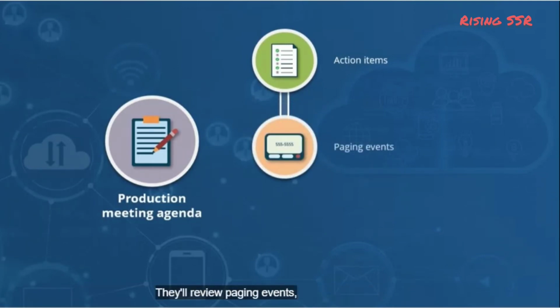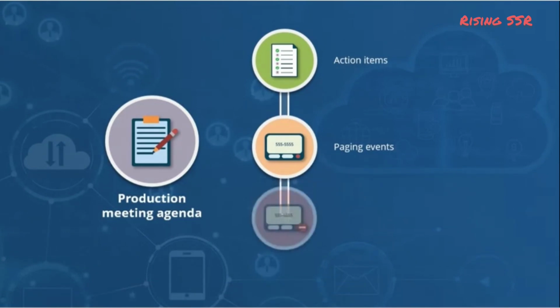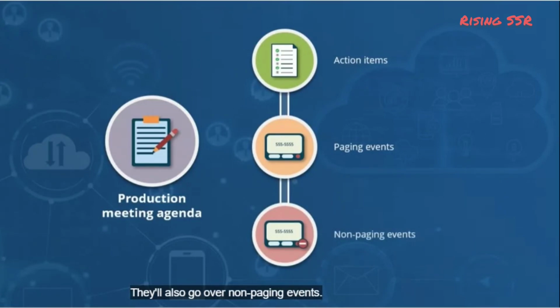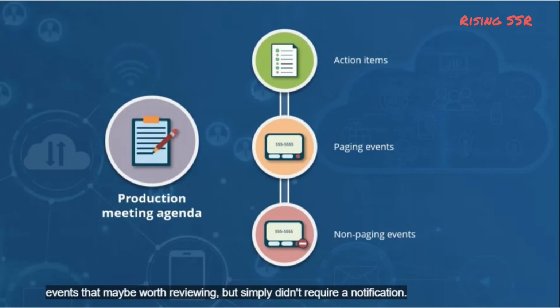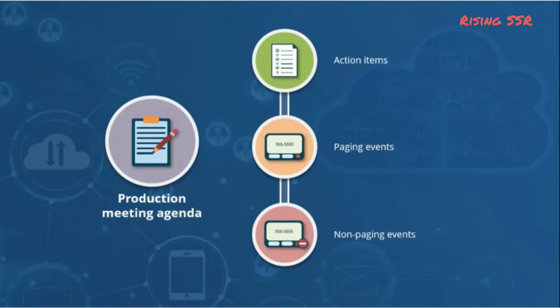They'll review paging events, which are events important enough that someone was notified. They'll go over the details, such as what happened, who was contacted, root cause, and how it was resolved. They'll also go over non-paging events. These may be events that should have resulted in a page but didn't, or events that may be worth reviewing but simply didn't require a notification.